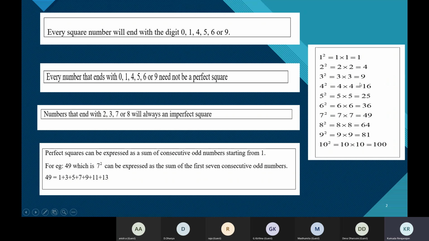Now what the feature here is, perfect squares can be expressed as a sum of consecutive odd numbers starting from 1.